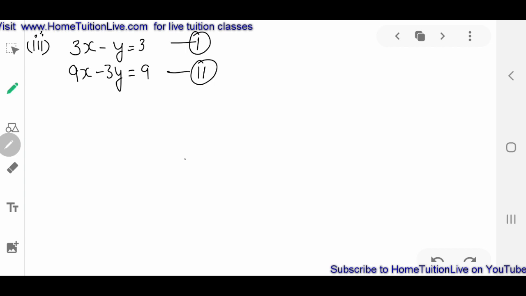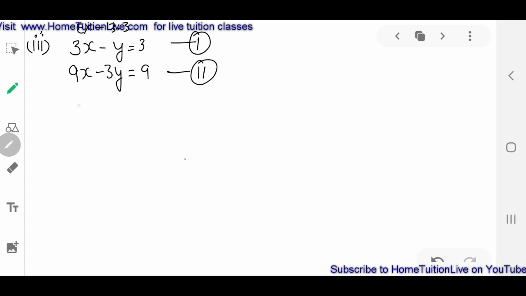Now in front of us we have question number 1, third part of exercise 3.3. These are the two equations. We have to find the value of x and y by substitution method.